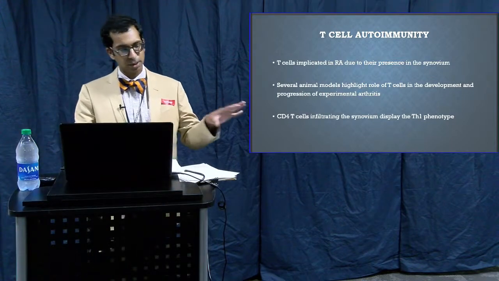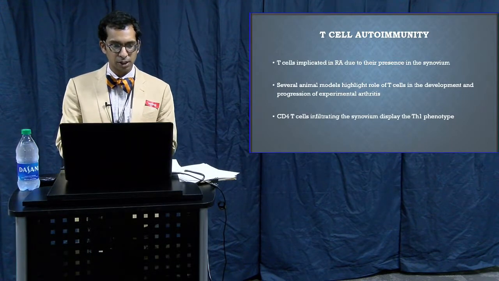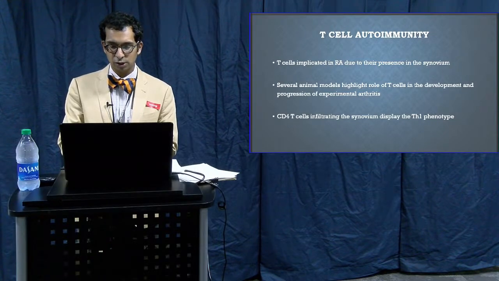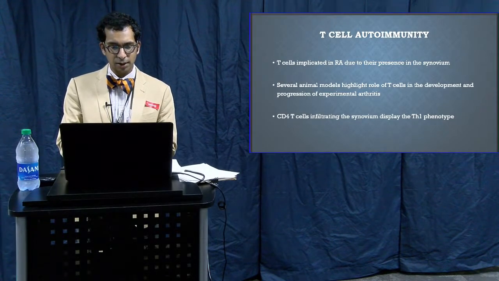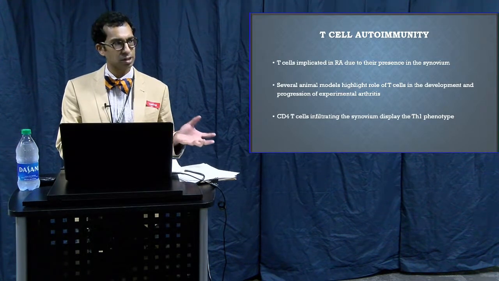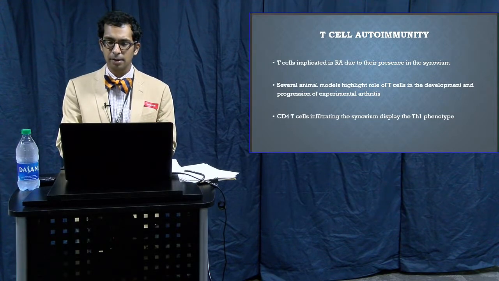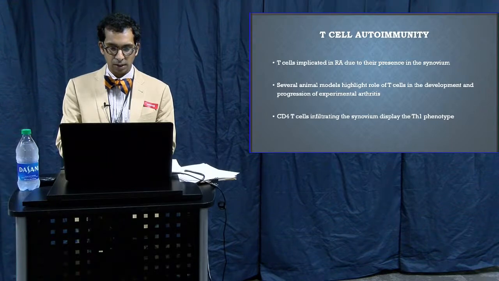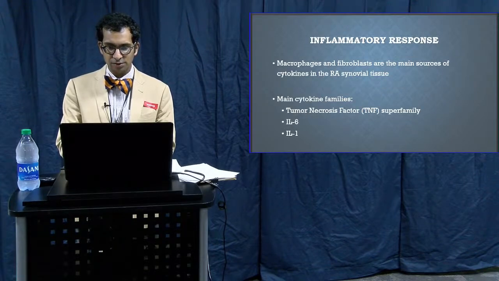A little bit about B cells that we talked about. In terms of T cell autoimmunity, T cells are implicated in rheumatoid arthritis due to their presence in the synovium of patients with this disease. And several models have highlighted the role of T cells in both the development and the progression of certain forms of experimental arthritis. In one mouse model, mutation in a signal transduction protein that's associated with T cell receptor signaling can cause arthritis through thymic selection of certain arthritogenic T cells. And it's been demonstrated that CD4 T cells infiltrating the synovium display more of a Th1 phenotype, which we see in rheumatoid arthritis.